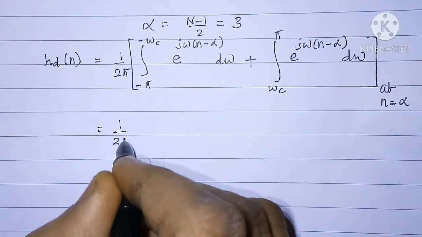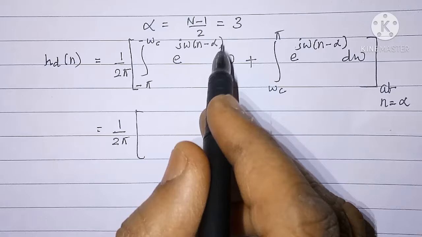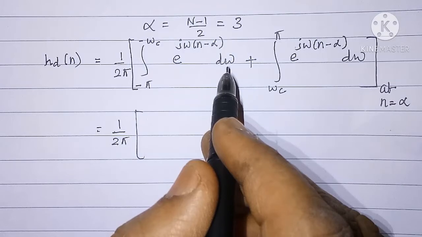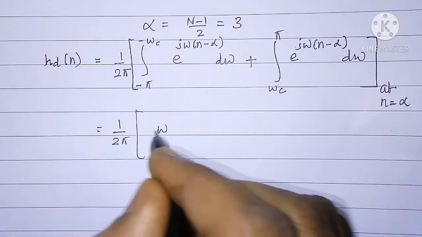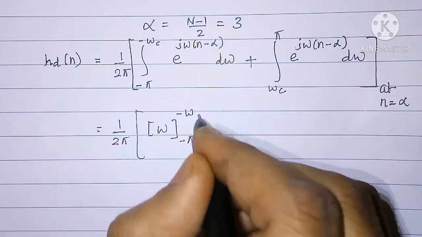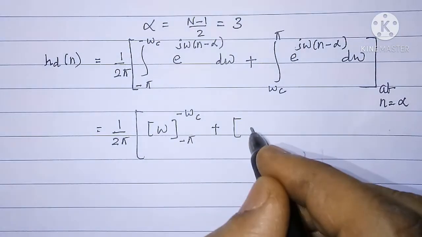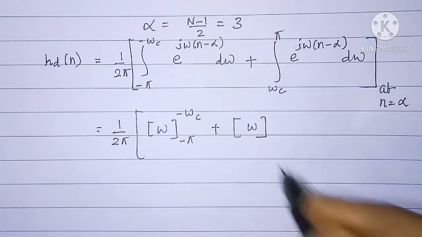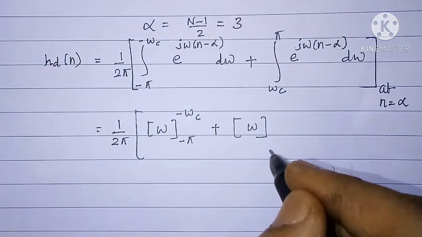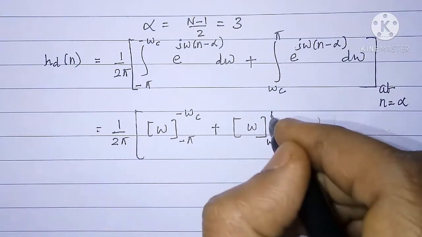That is 1 by 2 pi. If I put n equal to alpha, it will become 0 here. E raised to 0 is 1. So integration of d omega is omega. Limits of integration are from minus pi to minus omega c, and here also integration of e raised to j omega into n minus alpha is omega, but limits of integration are plus omega c to pi.